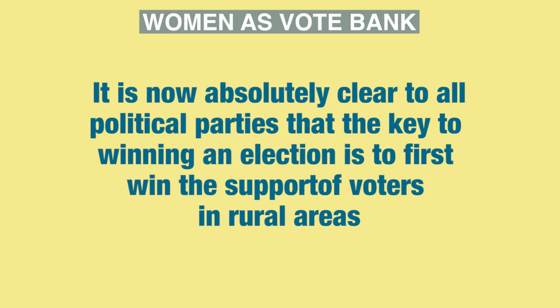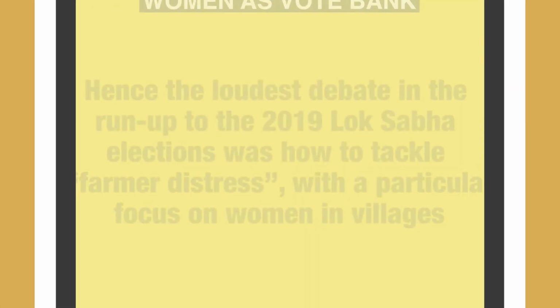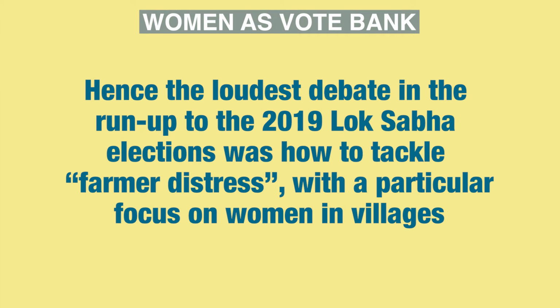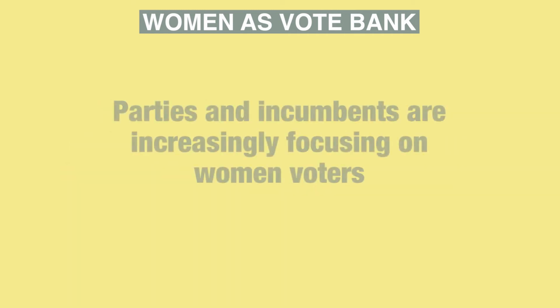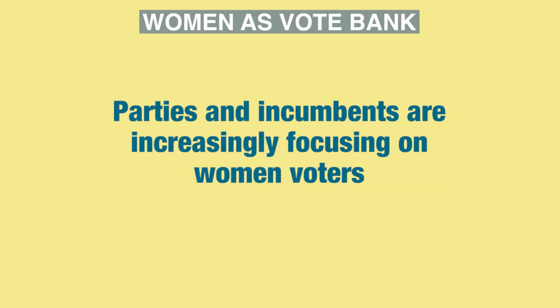It is now absolutely clear to all political parties that the key to winning an election is first to win the support of voters in the rural areas, not to speak of the importance of women voters. Hence, the loudest debate in the run-up to the 2019 Lok Sabha elections was how to tackle farmer distress, with a particular focus on women's issues. The rise in rural women voting has been recent, sharp, and has far-reaching consequences. Parties and incumbents are increasingly focusing on women voters.